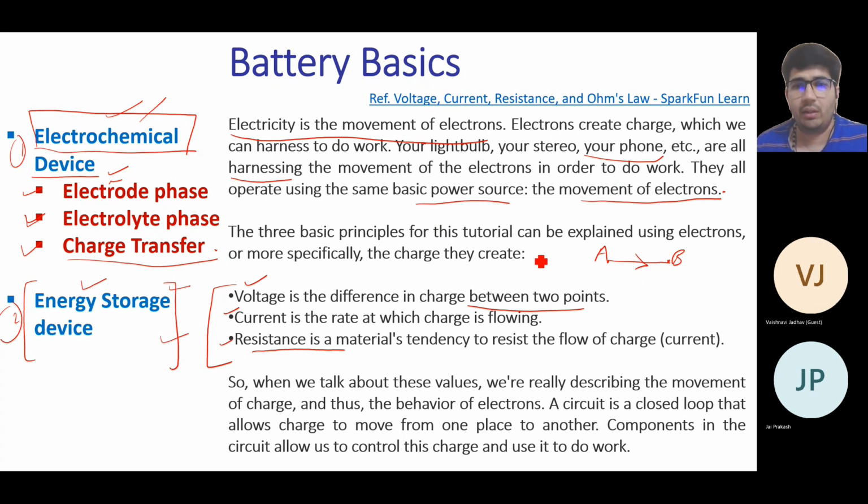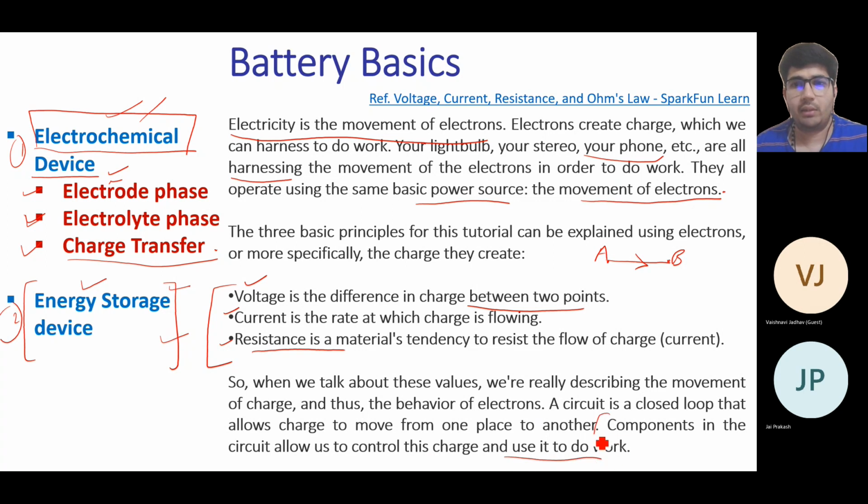So basically it is resistance to the flow of electrons. Okay, so basically the resistance to the flow of current. So when we talk about these values, we are readily describing the movement of charge and thus the behavior of electrons. Okay, a circuit is a closed loop that allows charge to move from one place to another. Components in the circuit allow us to control the charge and to use it to do work.